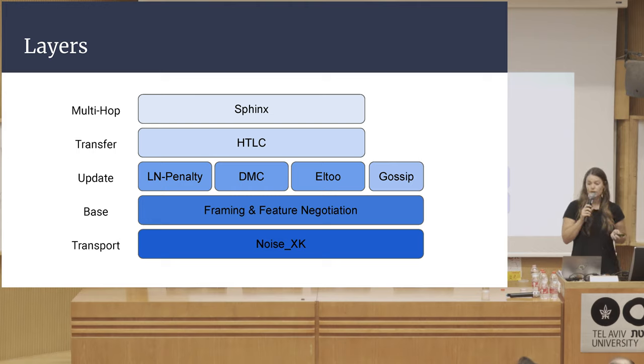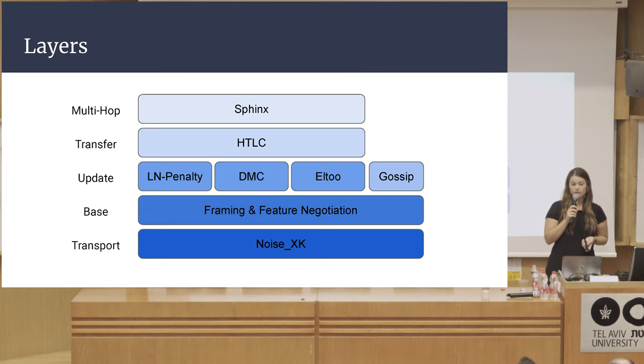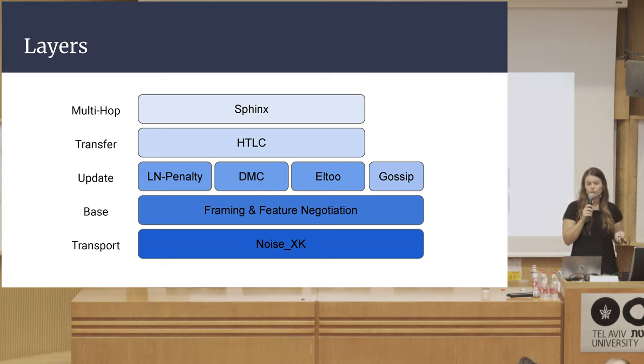Once we have the update layer, we can agree on state, but we need an atomic and trustless way to transition between states. This is achieved through the HTLC, which allows us to transfer value between two participants in a payment channel. And finally, on top of all of that, we have the Sphinx or multi-hop layer, which allows us to propagate these HTLCs through the peer-to-peer network.